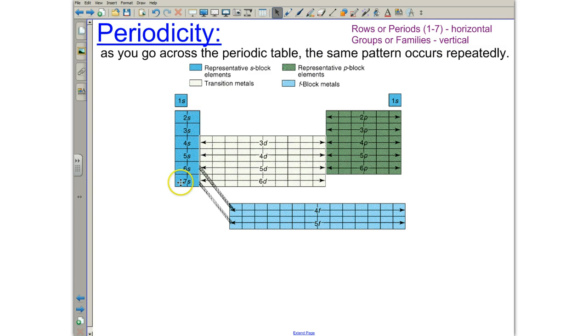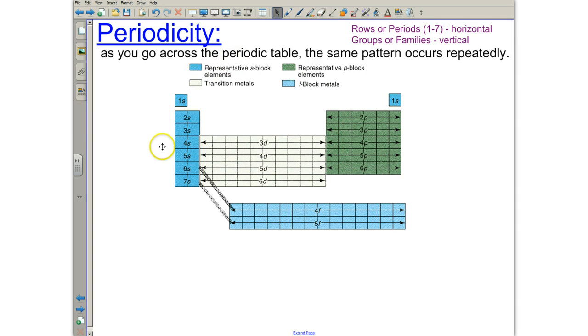So if you have elements in this vertical column, we call them a group or a family of elements, and it's because they have similar chemical and physical properties. So periodicity means as you go across the periodic table, the same pattern occurs repeatedly.